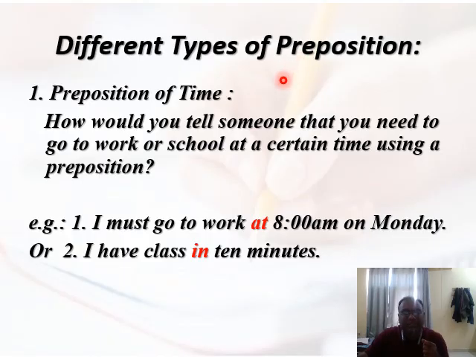Different types of prepositions are there. Prepositions of time. How do you tell someone that you need to go to work or school at a certain time using a preposition? The answer is here. I must go to work at 8 a.m. on Monday. That is, before the exact time at, and before the day on. I have class in 10 minutes. That is within 10 minutes.